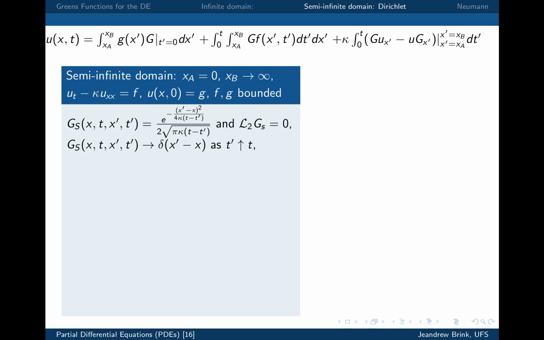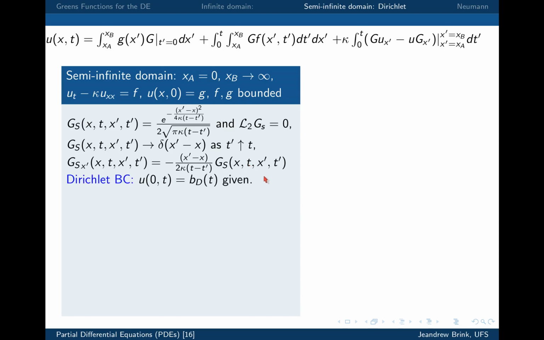The thing that we are lacking is, the other thing I'm just going to work out quickly, let's take the derivative of g with respect to x prime. So it's basically the derivative of this thing with respect to x prime. We basically have the exponent remains the same, minus 2 times x prime minus x over 4 kappa t minus t prime. Okay, so the 2 cancels. And then we times whatever remains, which is g of s. So that's just a derivative with respect to x prime.